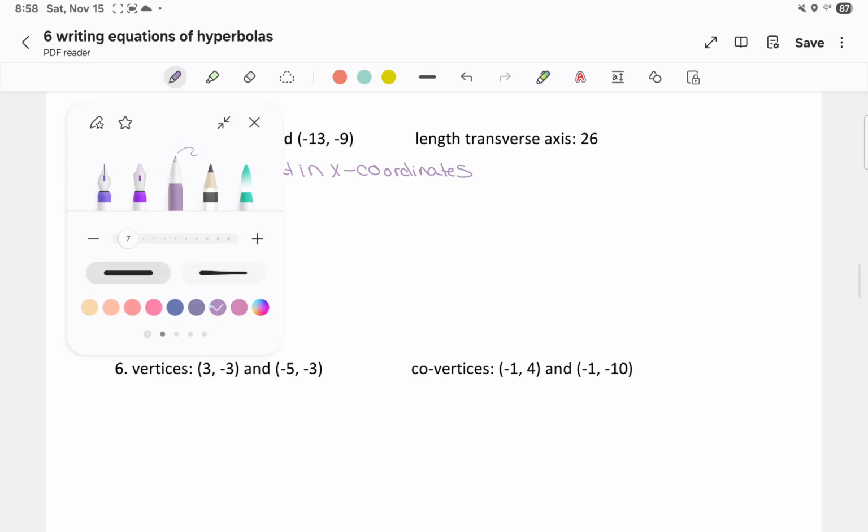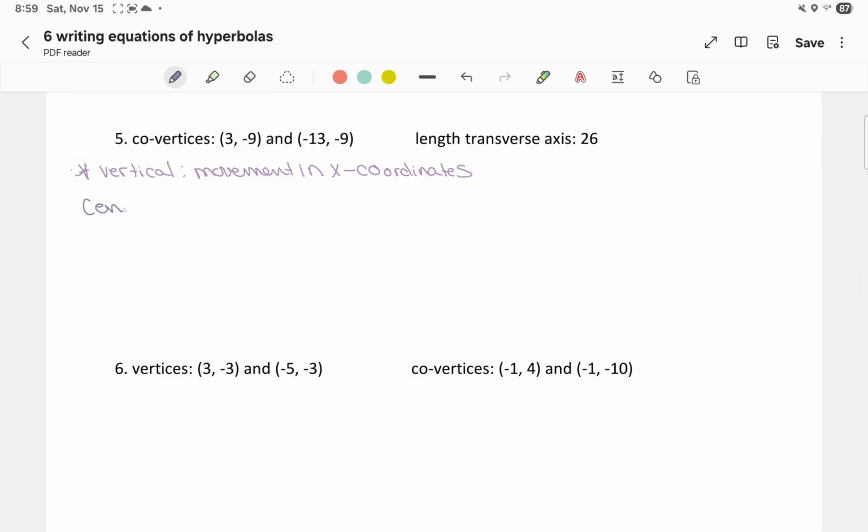So to get our center, we are going to find the midpoint. So we have 3 minus 13 over 2, and then negative 9 minus 9 over 2. Then we have negative 10 over 2, so that gives us negative 5. And then we have negative 18 over 2, which takes us back to negative 9. And usually when that coordinate is the same, you're going to get the same thing for your center. So our center is negative 5, negative 9.